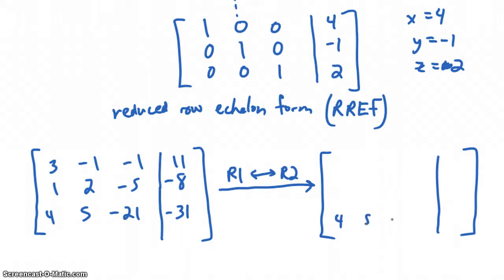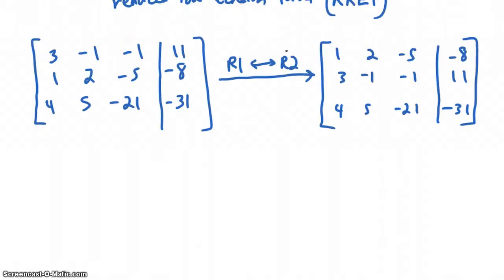so that we flip the first two equations. Now the third equation, the third row, is not changing, but these middle two rows are changing. So we're going to have the 1, 2, -5, -8 in the top row. The 3, -1, -1, 11 will be in the middle row. Okay, so that was an elementary operation or a row operation.